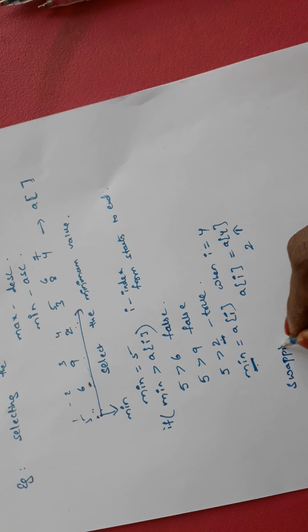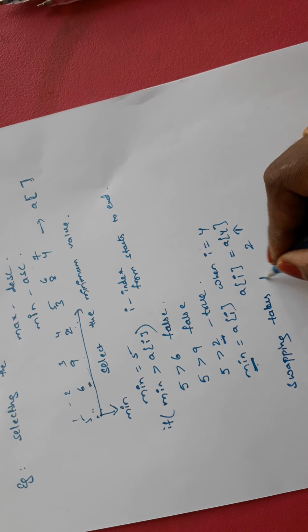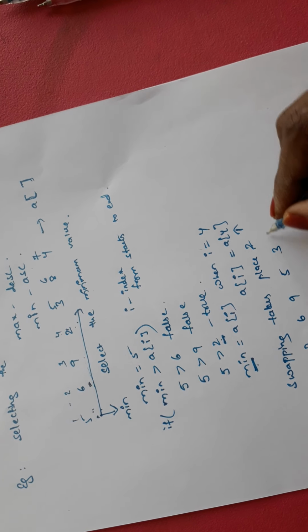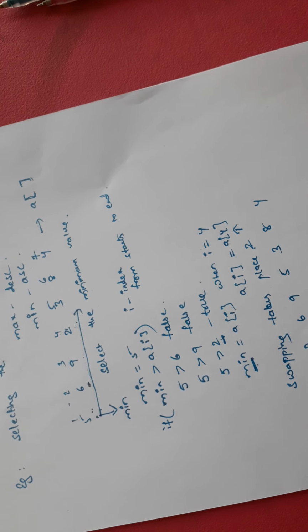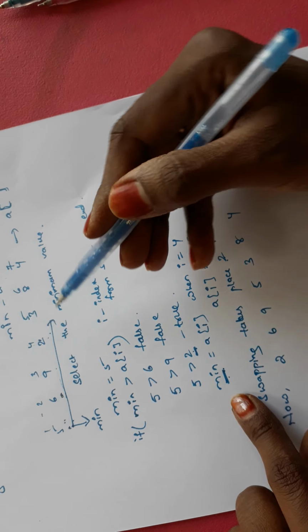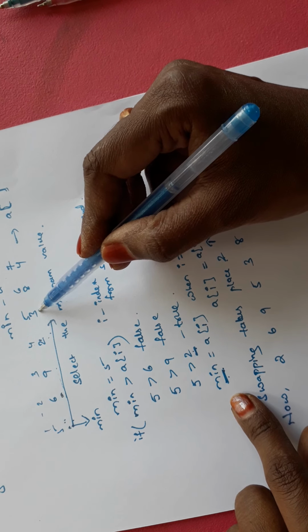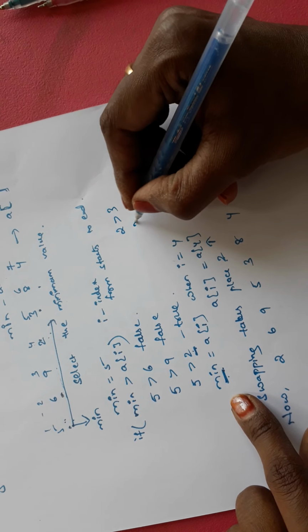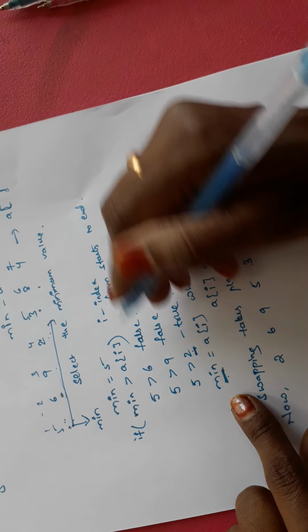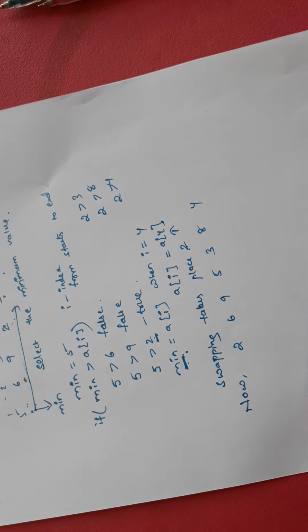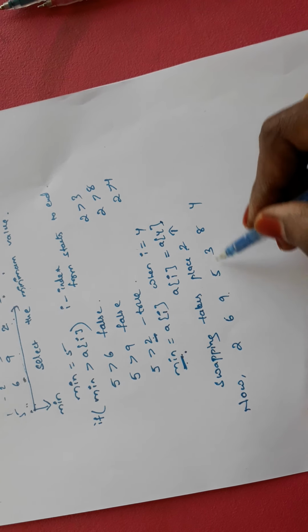After finding the minimum value, swapping takes place. Now the array becomes 2, 6, 9, 5, 3, 8, 4. Now let us check: this is the minimum. Again compare this minimum with 3. 2 greater than 3, condition false. 2 greater than 8, 2 greater than 4, completing the array. At last we found the minimum value in the total values, that is 2. The array is 2, 6, 9, 5, 3, 8, 4.